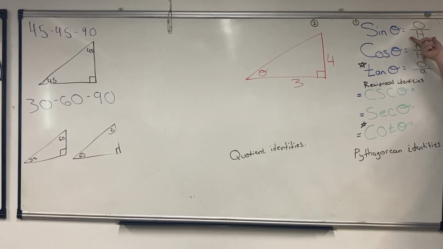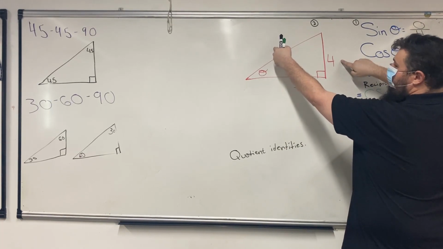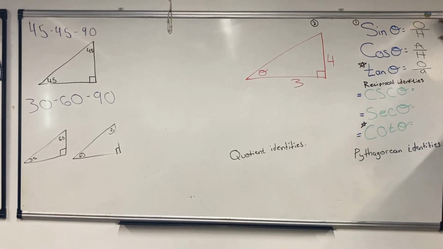I gave you their definitions in relation to their positioning on the sides of a triangle. So here, sine would be, here's theta, opposite over the hypotenuse. We'll solve for that in a minute. But this would be 4 over 5. This would be 3 over 5. This would be 4 over 3, just from that red triangle.